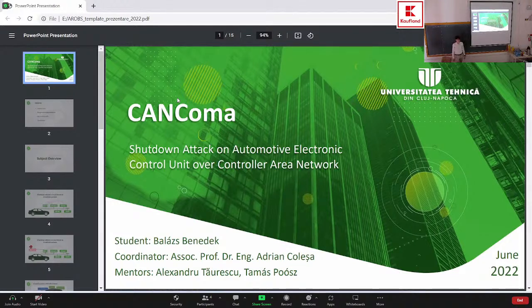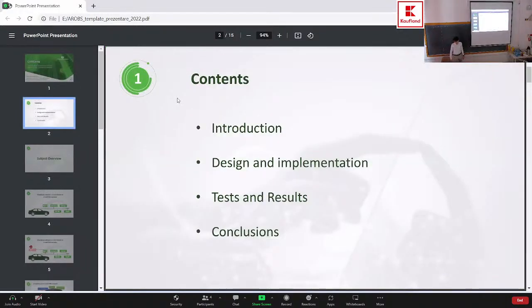Okay, Balázs, please start. Okay, hello everyone, good morning. 10 minutes, please. Okay. Hello everyone, my name is Balázs Benedek, and today I will talk about my license thesis with the title CAN-COMA, which is basically a shutdown attack on automotive electronic control unit over a controller area network. First of all, let's see the contents of my presentation. We will talk about the introduction, the design and implementation, the tests and results, and of course about the conclusions.